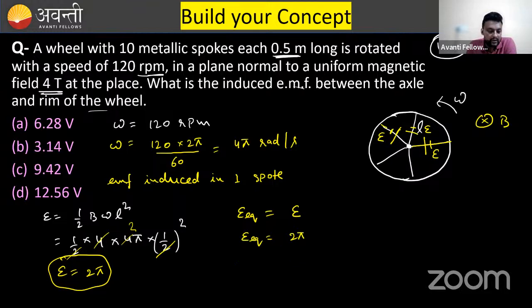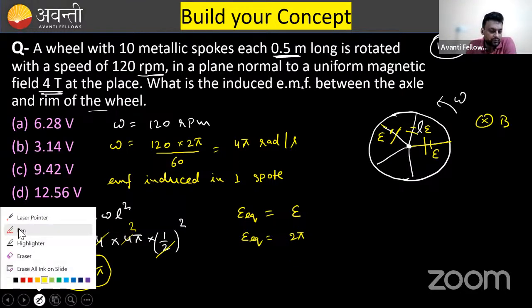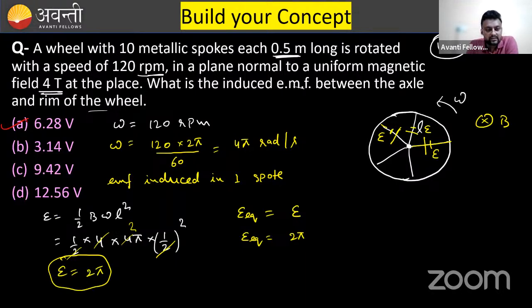And if you put the value of pi, what will you get? Pi is 3.14. That means you will get 6.28 volt. Very good, students. Moving further with the next question.